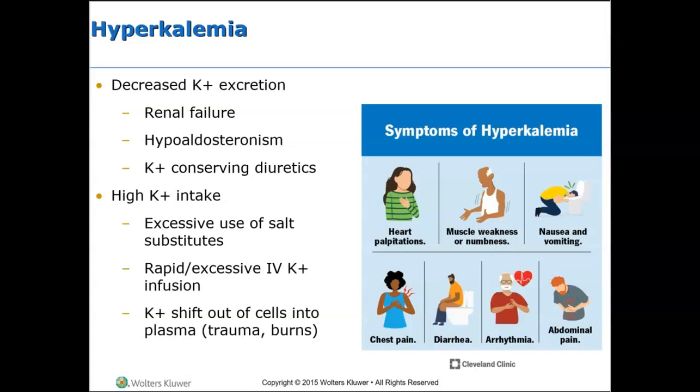This could be caused by retention of potassium. Let's say maybe your patient has renal failure, right? So they're not getting rid of all their waste, so they're retaining too much potassium. It could be an aldosterone problem, so hypoaldosteronism. It could be the use of potassium conserving diuretics like spironolactone. It also could be caused by too high of an intake of potassium.